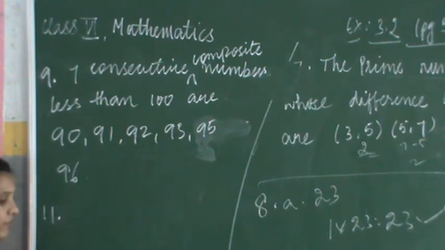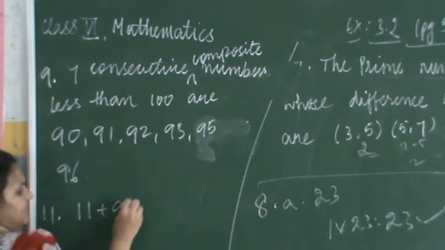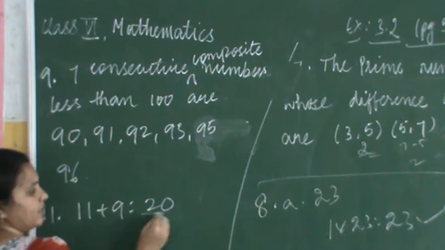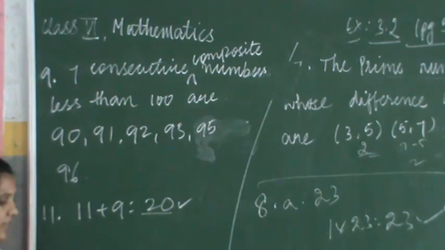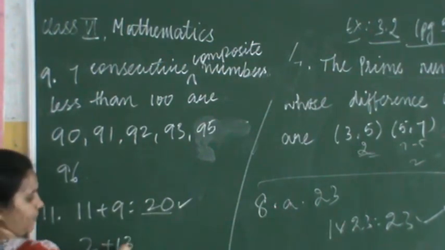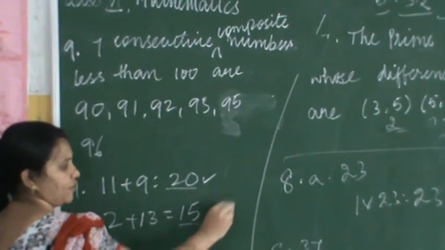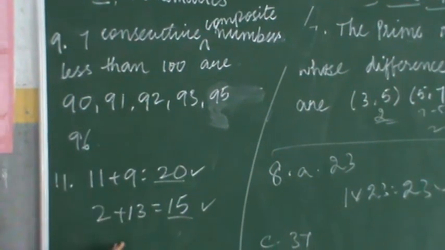See children, we have to write pairs of prime numbers where the sum should be divisible by 5. For example, 11 plus 9 is equal to 20. Yes, correct. 2 plus 13 is equal to 15. 2 prime numbers where the sum is divisible by 5. Correct. We have to write 5 such pairs like this.